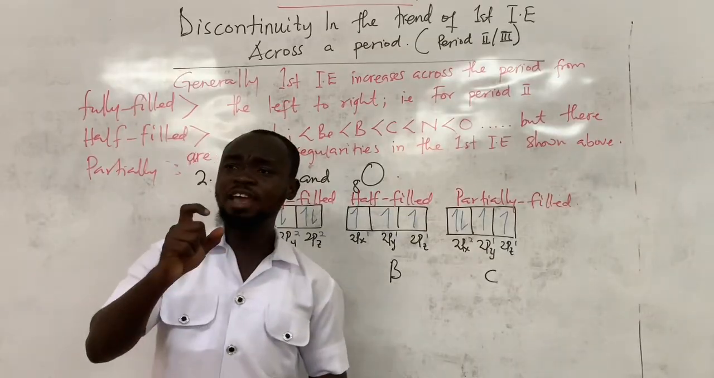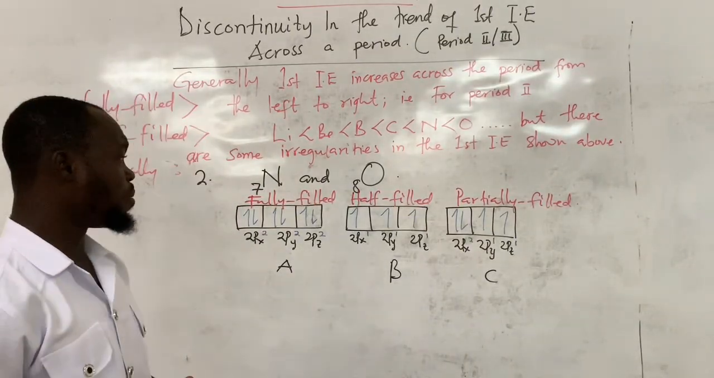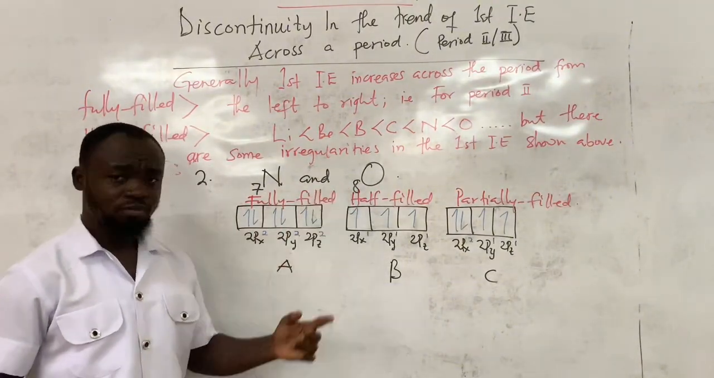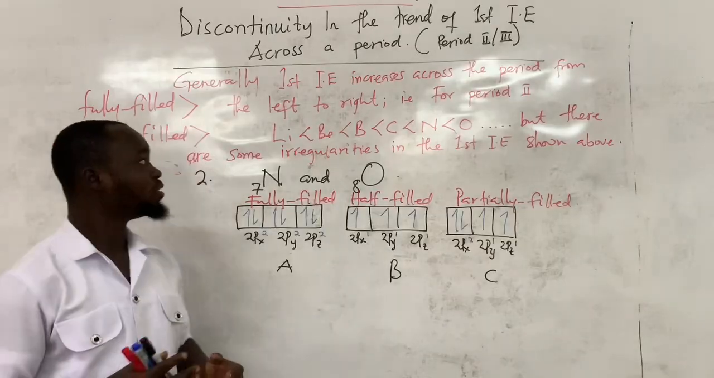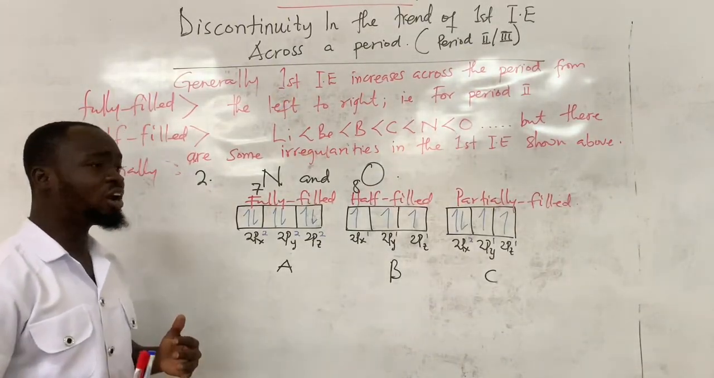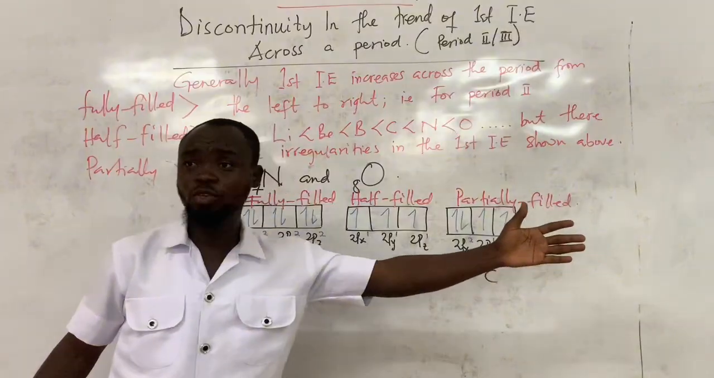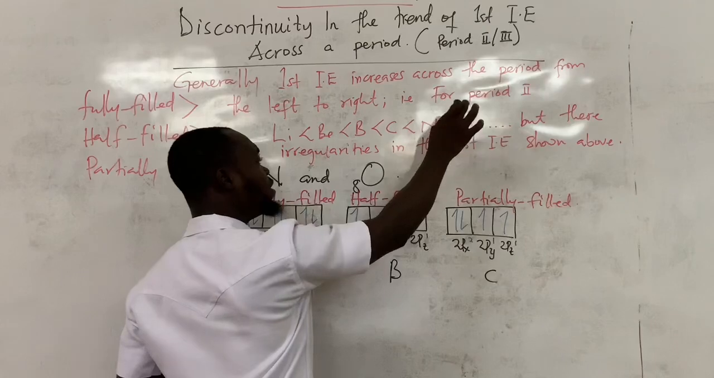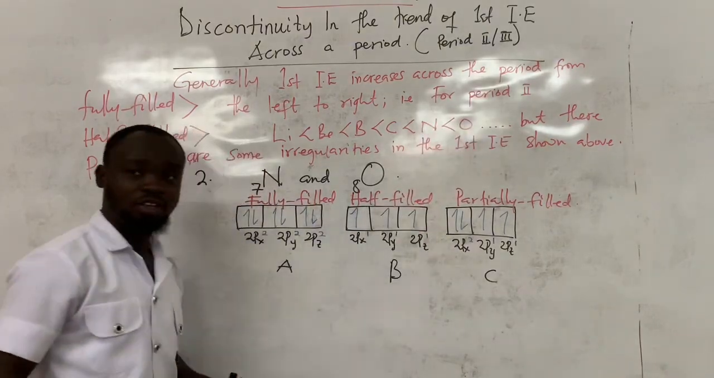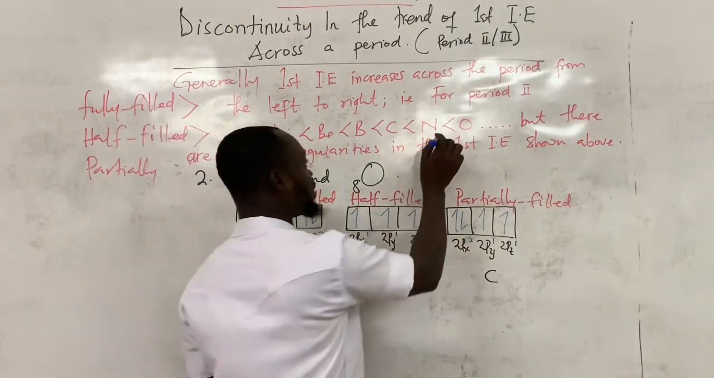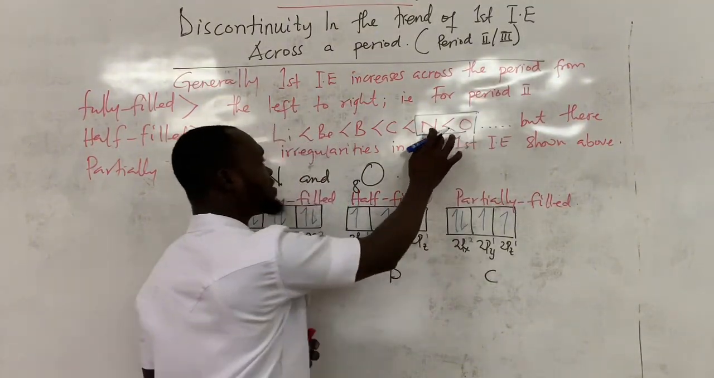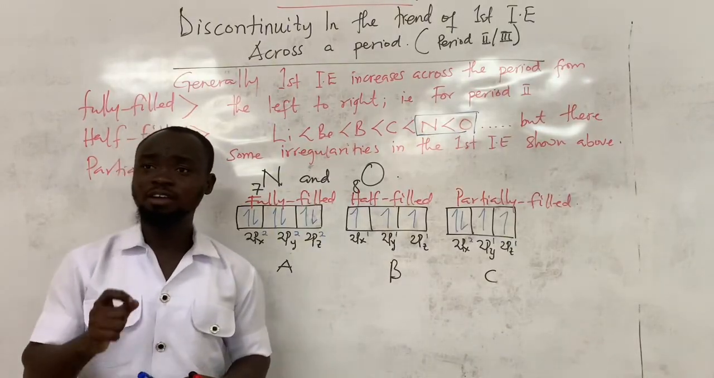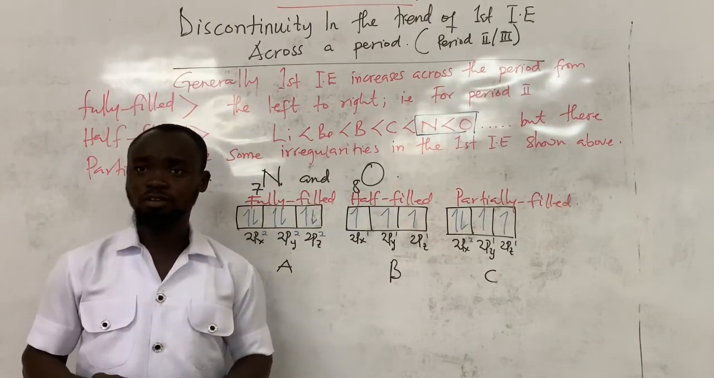So based on this idea, let's first of all talk about the first ionization energy between nitrogen and oxygen. According to the general trend, first ionization energy gradually increases from the left-hand side to the right-hand side on the periodic table, which means that oxygen is expected to have a higher first ionization energy than nitrogen. That is the general trend. But let's consider their electron arrangement and see something.